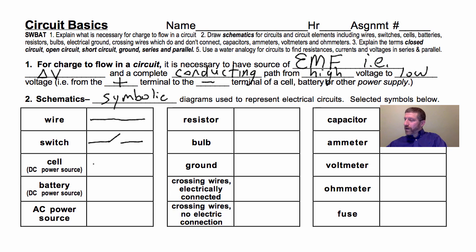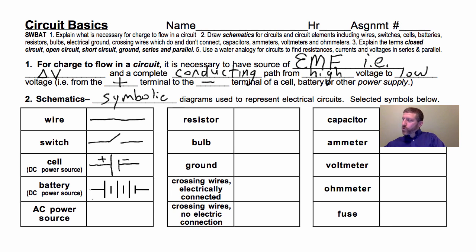A cell, a DC power source, looks like this. Now you may say, hey, that looks a lot like a capacitor. It does, but notice that one end is longer than the other. The positive and minus signs on there are not always written on there, but the long side is always the positive side of your cell. A battery is more than one cell put in series. Here's a 3-cell battery, although the terms battery and cell are sometimes used interchangeably.